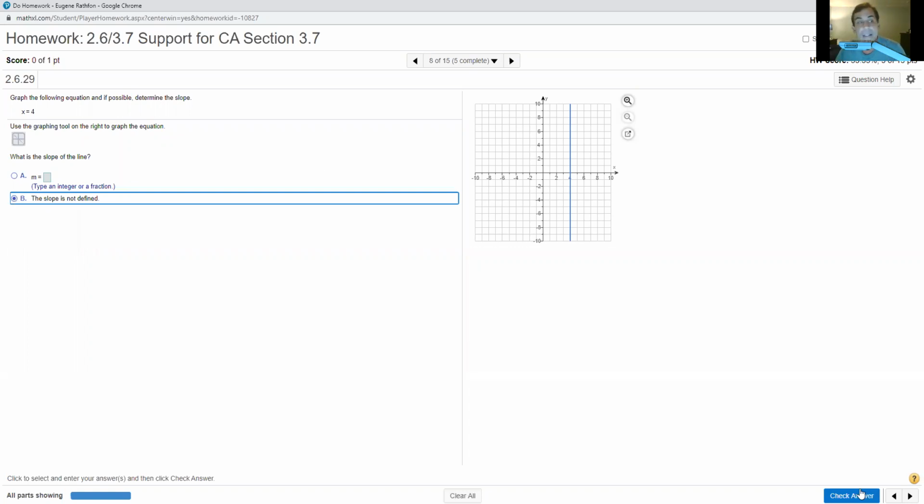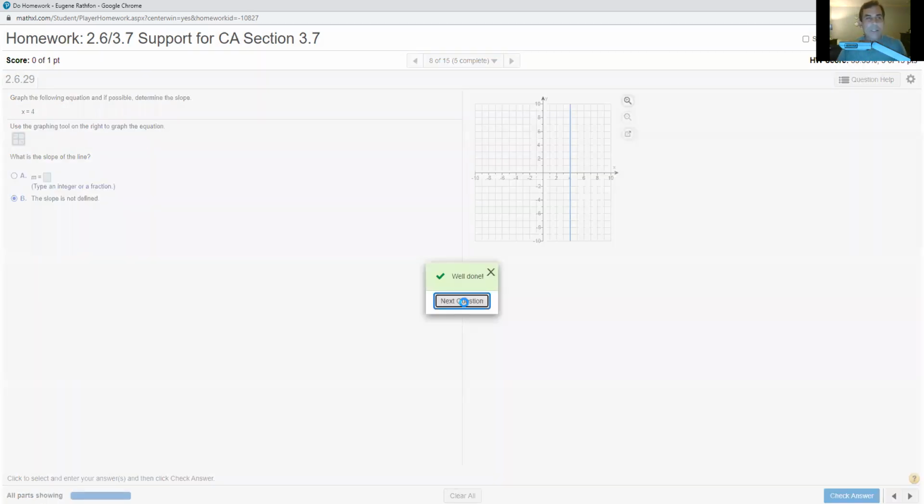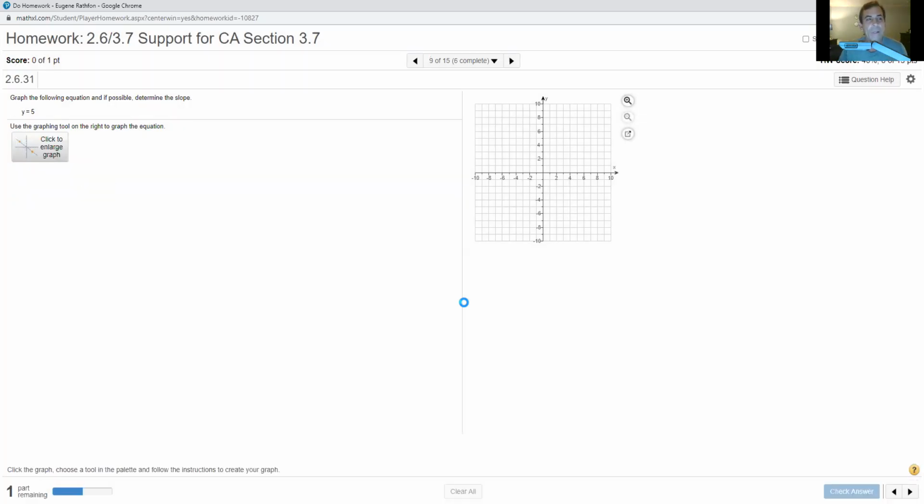So vertical lines are undefined because they don't move left or right. They're just straight up and down, and you can't have that. You got to move left or right, like I said, for your run, okay? All right, so let's get to the next one.